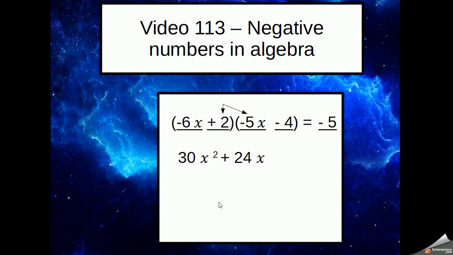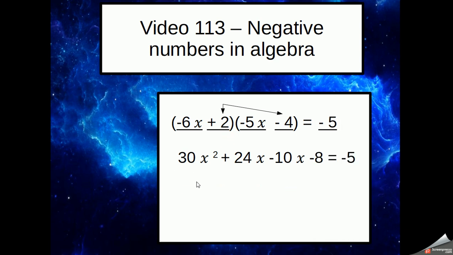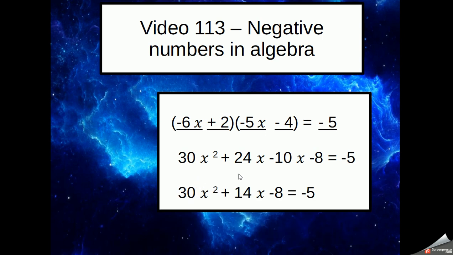Next, we've got the inside, so it's going to be plus 2 times minus 5x, giving us minus 10x. Let me put that on. And then the last, again, this is the reason why we think of the signs together, because we're going to have a 2 times a minus 4, not a 2 times 4, giving us minus 8. And we'll put that on the end. Remember, now we can simplify this down and gather the like terms, because we've got 24x and minus 10x. And because we put that sign in, we're thinking of it as a positive 24x. And 24 minus 10 is 14.